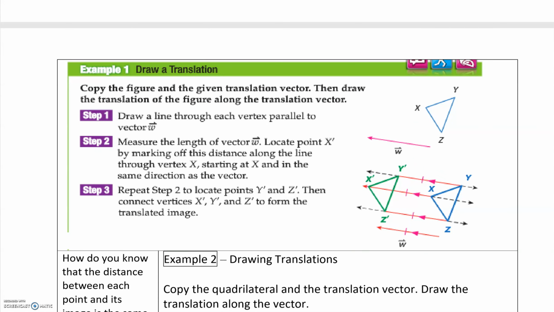All right, so here are the steps for actually doing a translation. It helps to draw some parallel lines from our vertex points, straight out the same direction and distance of our vector from each of the vertex points. I'm going to show you how to do that for this example too, but you don't need to spend too much time without it being in a coordinate plane, because from here on out we're going to be using a coordinate plane, but it's fun to practice without.